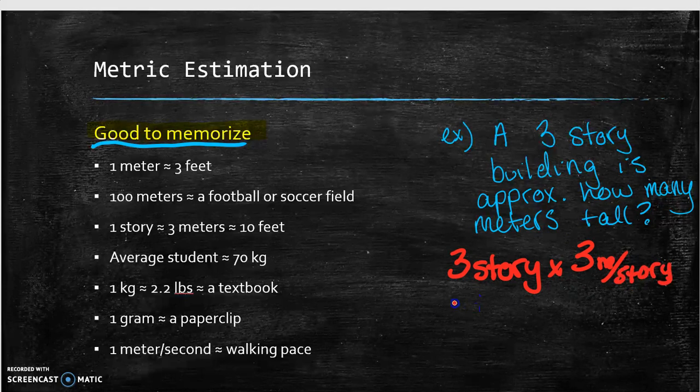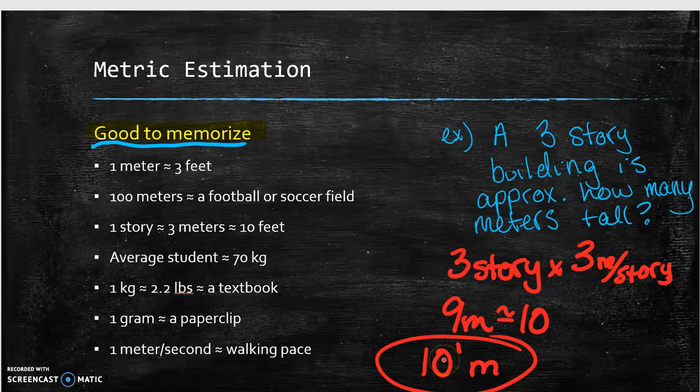So I end up with 9 meters. And a lot of the times questions like this have a power of 10 as their choices. So 9 meters is approximately 10 to the 1 meters. So that's a way to do a metric estimation question. Think about what you already know in that problem and see if it's reasonable.